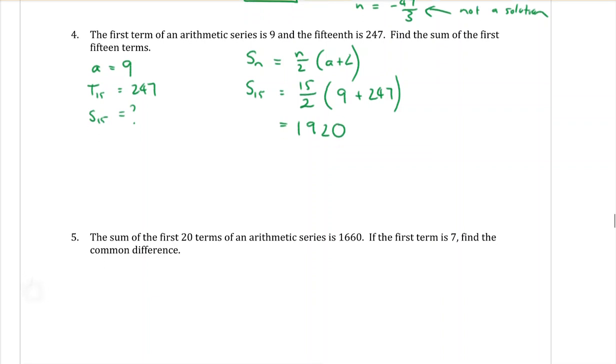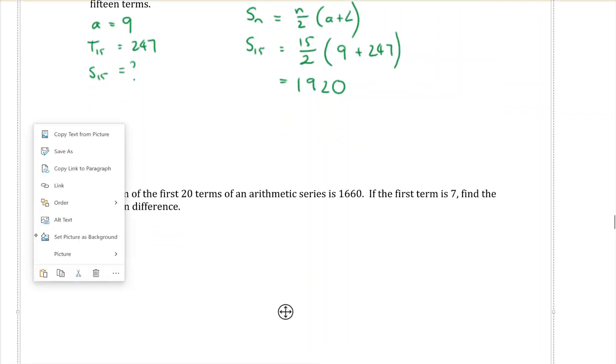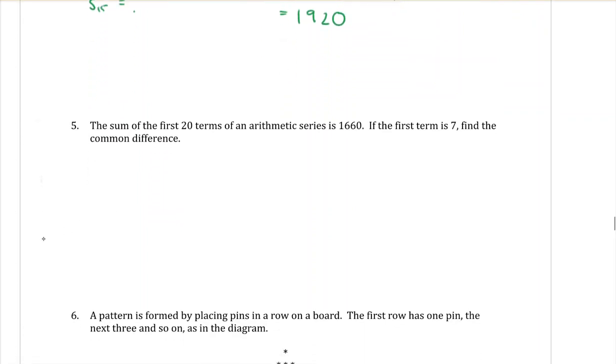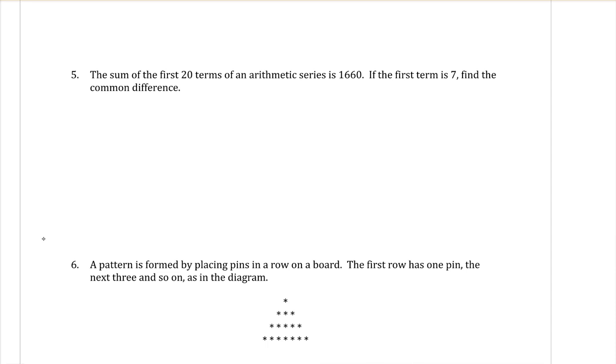Question 5. The sum of the first 20 terms of an arithmetic series is 1660. So let's write that down. Sum of 20 terms is 1660. If the first term is 7, so that's A, find the common difference. So I'm trying to find the D. I do also know in there, if you want to write it down, that n is going to have to be equal to 20 because it was a sum of 20 terms. Which formula should I use? The first one that has the D in it.